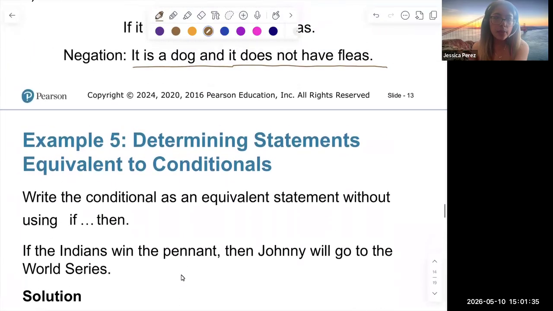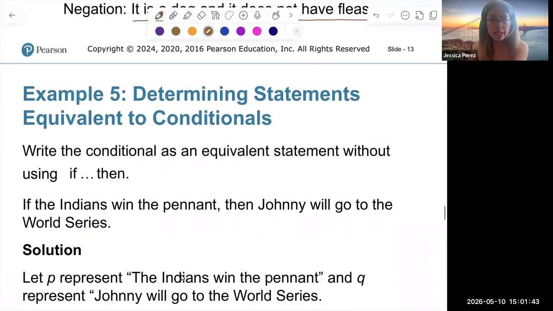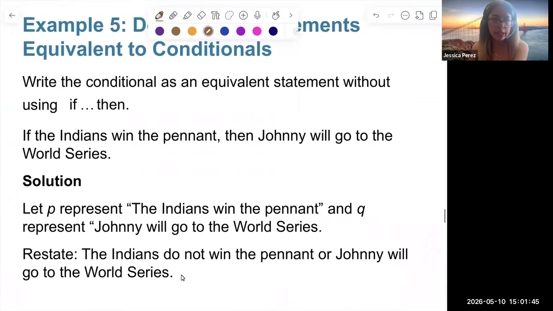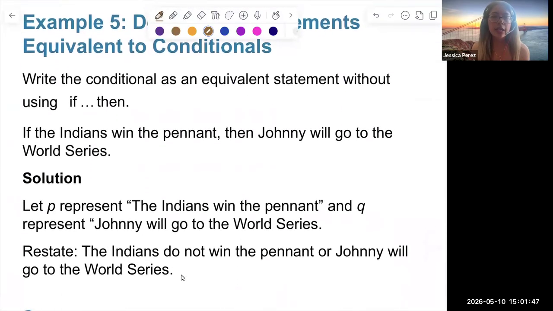Now, what happens when you write a conditional as an equivalent statement without using if and then? Can you do that? Absolutely. So if Indians win the pennant, then Johnny will go to the World Series. So what you need to do is define what P is and then what Q is. P is the Indians will win the pennant. Q would be Johnny will go to the World Series. The Indians do not win the pennant, or Johnny will go to the World Series.